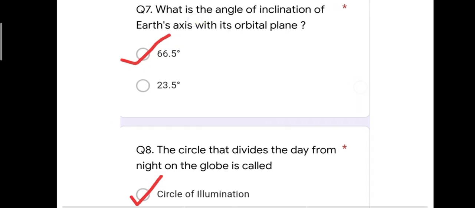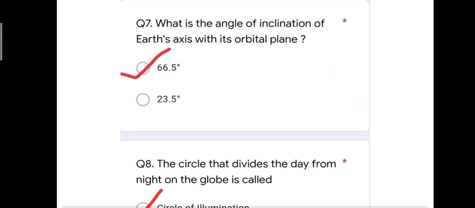Now question number 7. What is the angle of the inclination of Earth's axis with its orbital plane? So here children, the correct answer is 66.5 degree, and 23.5 degree is the angle at which the Earth's axis is tilted. So Earth's axis is tilted at 23.5 degree, but the angle of inclination of Earth's axis with its orbital plane is 66.5 degree. So option number 1 is the correct answer.